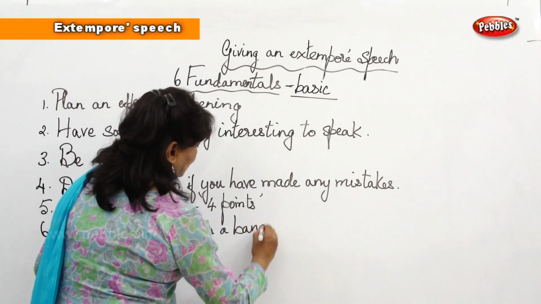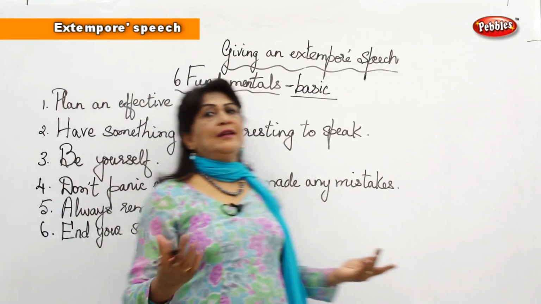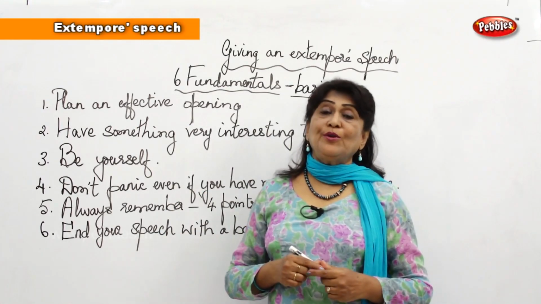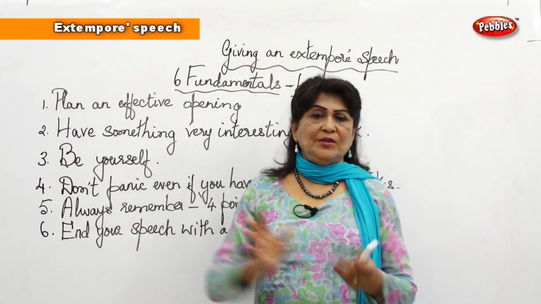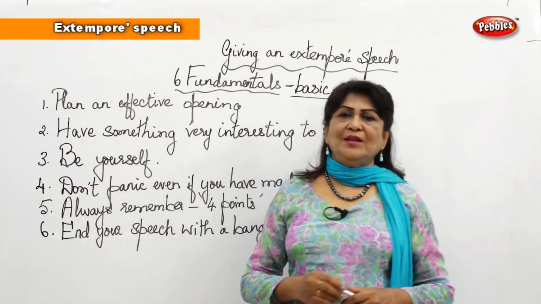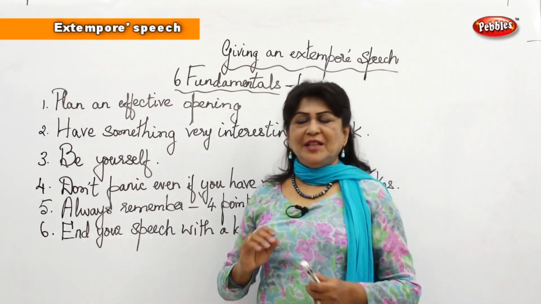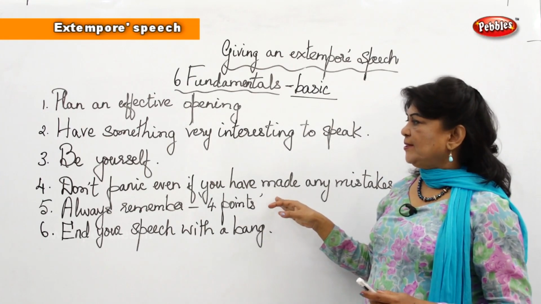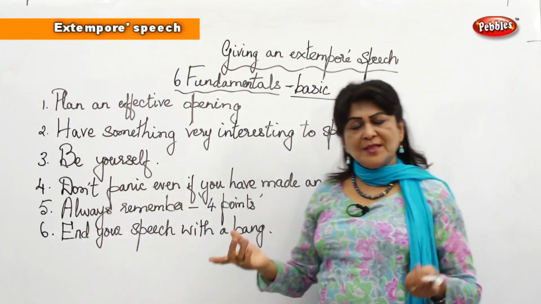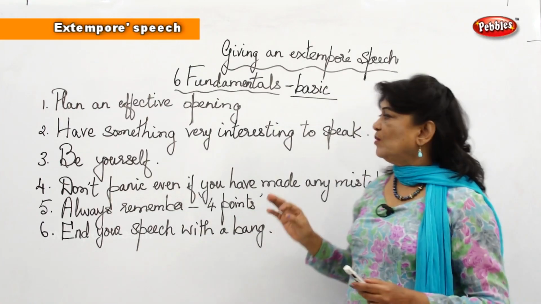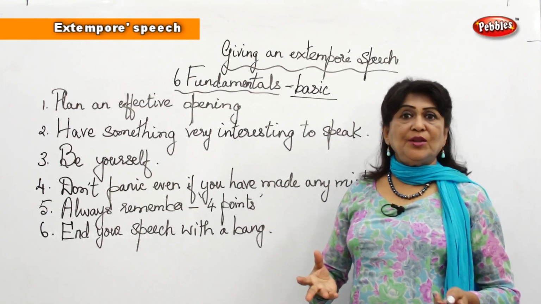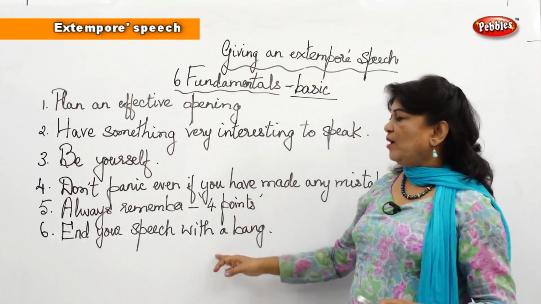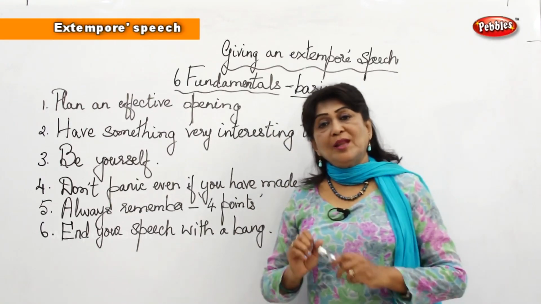Sometimes you go on and suddenly you finish your speech. When it has ended also, people may not know. Oh, she has gone, so they will clap hands just because you are not there on the stage. It shouldn't be like that. When you finish with the 4 points, being yourself, do not use flowery language, and something interesting you have spoken, you have started with an effective opening. Same way you have to end your speech also with a bang.